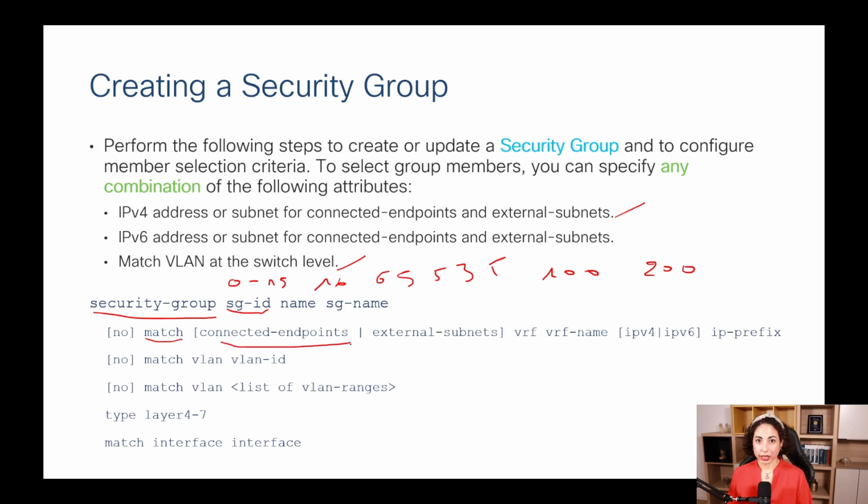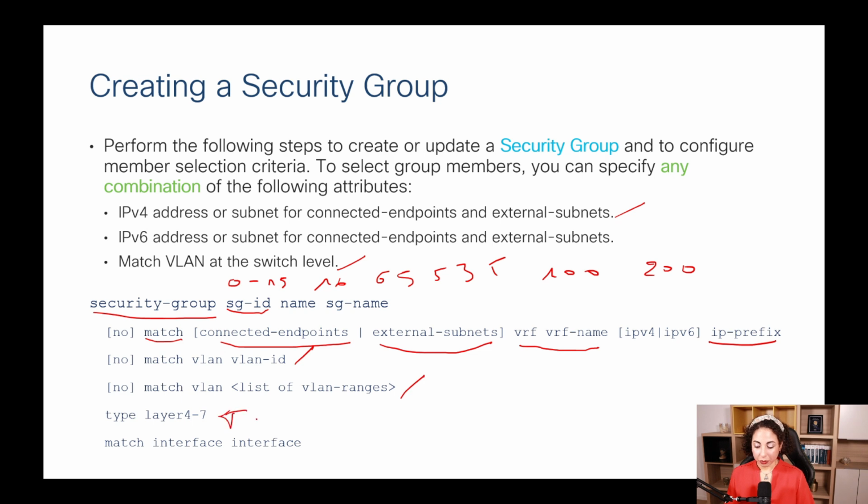Then to match the endpoints or the subnets, it is match, then either connected endpoint to match what is connected to the leaves, or external subnets to match what we are learning through a routing protocol. Then we specify the VRF and the IP prefix. We can as well match on a VLAN or a list of VLAN.